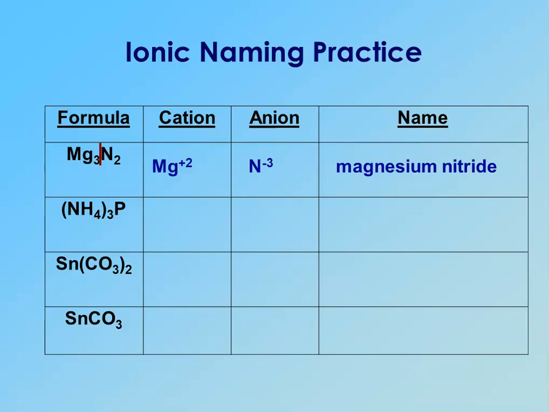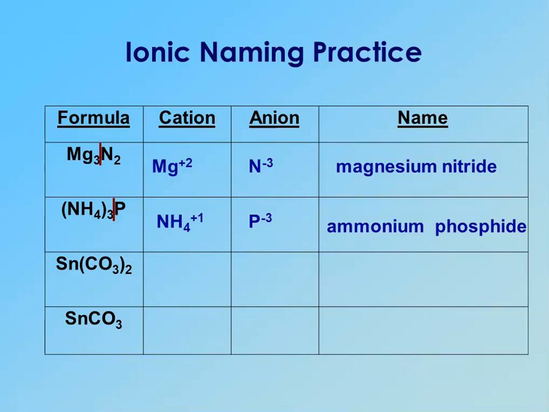In the second example, we don't have a metal present to begin with. We have ammonium. We have that polyatomic cation. So we're going to split our formula between the cation and phosphorus. Ammonium is NH4+1. Again, you just name your polyatomics how they are. Phosphorus is in the same group as nitrogen, so it has a -3 charge. NH4's name is ammonium.